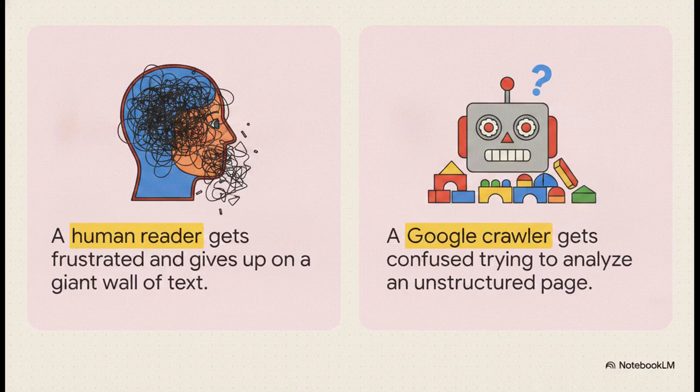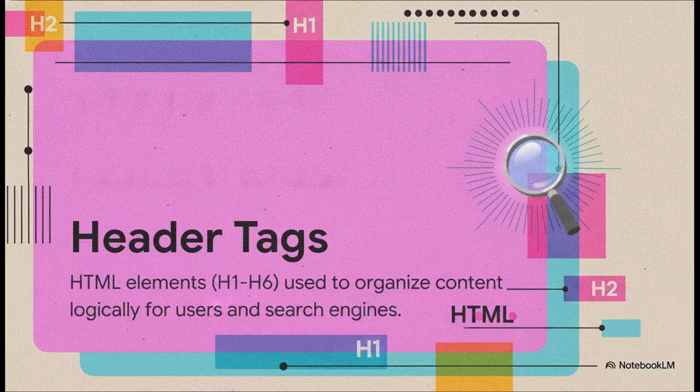Well, just like a human reader gets incredibly frustrated and immediately gives up on a giant wall of text, search engines face the exact same problem. When Google's web crawler lands on a totally unstructured web page, it gets equally confused. It has no idea where the important ideas start or end. Without that structural guidance, both humans and algorithms are left completely lost in the dark. And that is exactly where header tags come to the rescue.